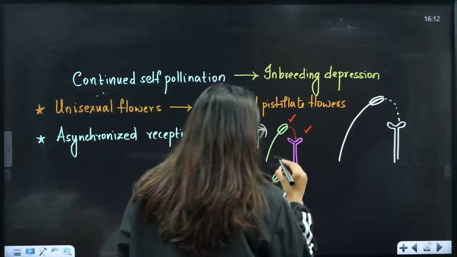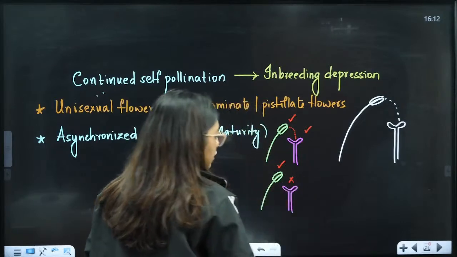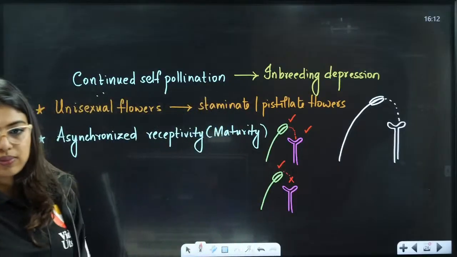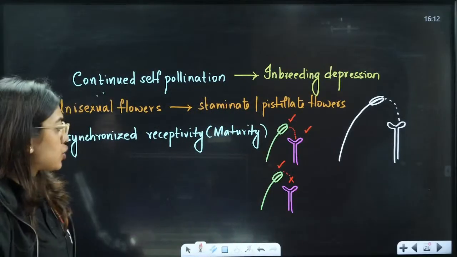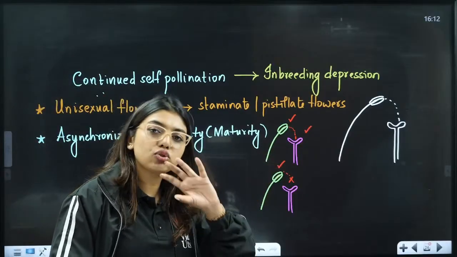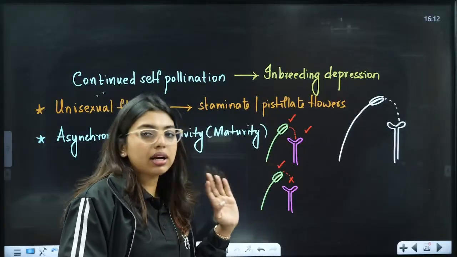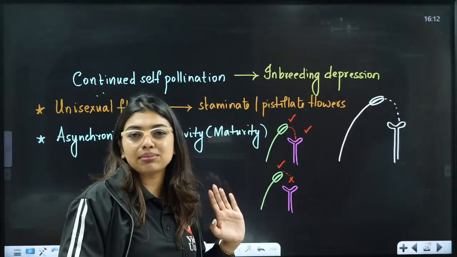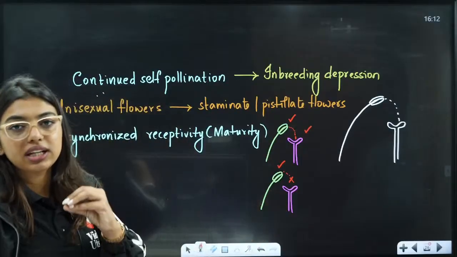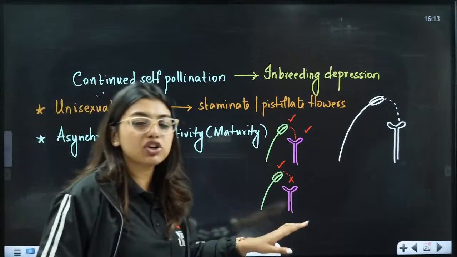But here what happens, let's imagine the anther becomes receptive but the stigma does not become receptive. So even if the pollen grains are released, it is of no use. Clear to all of you? So in the first scenario, the anther and stigma matured at the same time, so continuous fertilization used to happen. Here the anther has matured but the stigma has not. So even if pollen grains are released from the anther, fertilization does not continue on the stigma. So asynchronized receptivity means both will mature but at different timings.